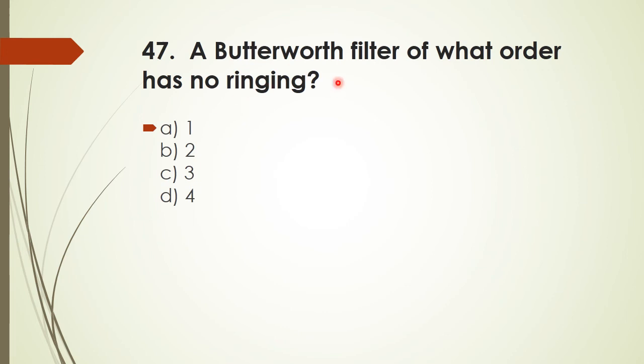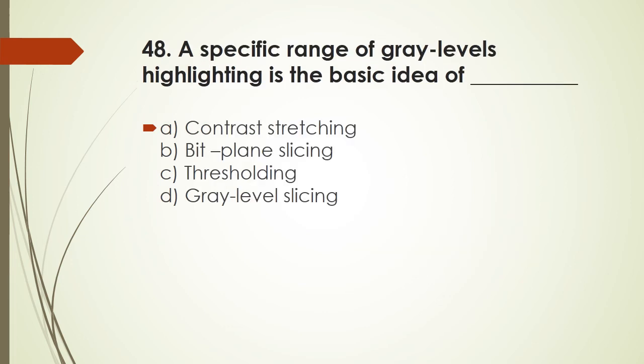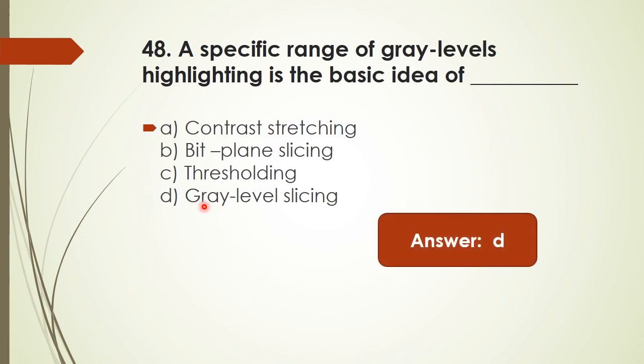Next question, a Butterworth filter of what order has no ringing? So Butterworth filter of first order has no ringing. So option A is the right answer. A specific range of gray levels highlighting is the basic idea of option D, gray level slicing.